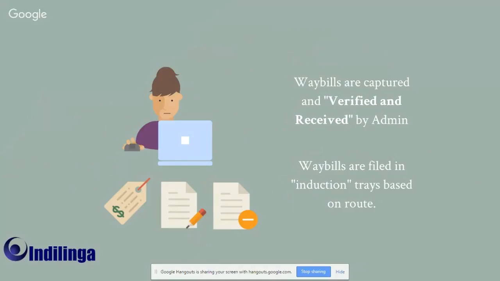Now, the way the induction trays work is there are induction trays and ready trays. I'll talk about it a bit later. But the idea is that you physically file the waybills into a tray marked induction with the particular route where that cargo is heading next. So in this case, the waybills will be filed into a tray marked induction, Johannesburg to Windhoek.